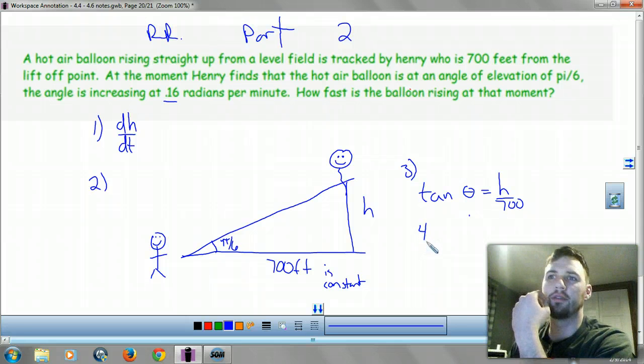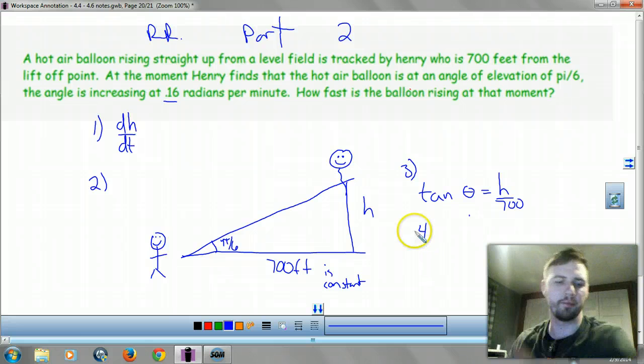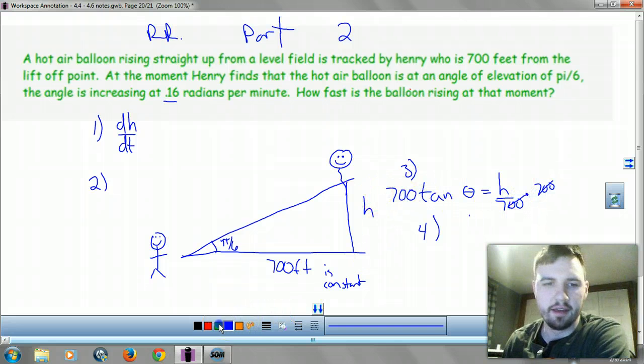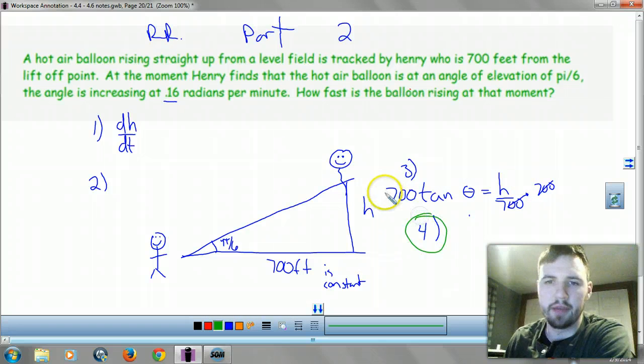So number 4, what I'm going to need to do is take what? Derivative of both sides. In fact, why am I not finding h right now? Pause. No, it's because I don't have to. So before I take the derivative, I'm actually going to multiply both sides by 700 to make my life easier. Okay, so now, because of number 4, I'm going to take the derivative of both sides, in terms of t.